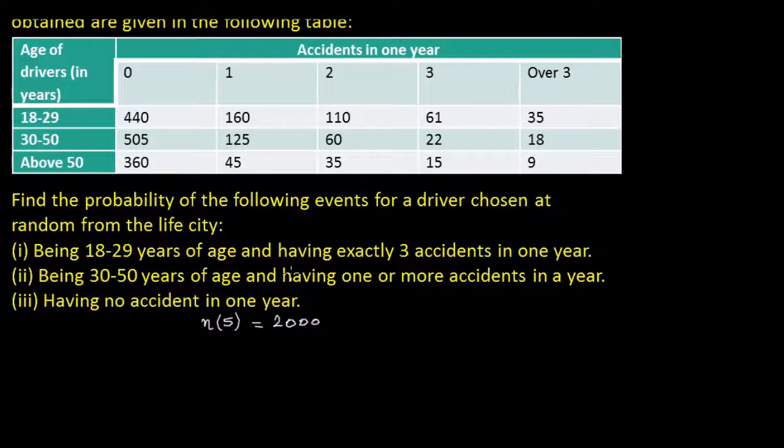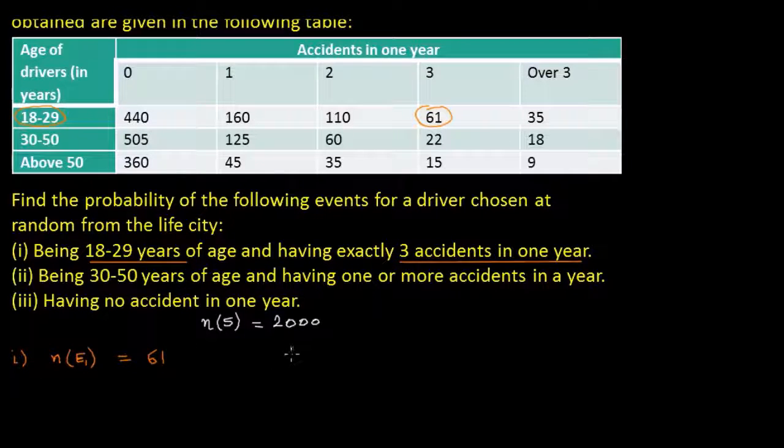Now we have to find the probability of these events. For the first one, it is the drivers with age 18 to 29, and they have had exactly 3 accidents in 1 year. Look at the table, it's 18 to 29, and let's go to number of accidents, which is 3 here. So we get the number of favorable outcomes as 61. Now let's represent this event as E1. So the favorable outcome can be written as n of E1, because the event is E1, which is equal to 61.